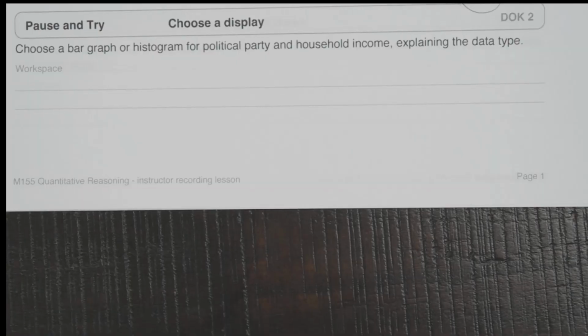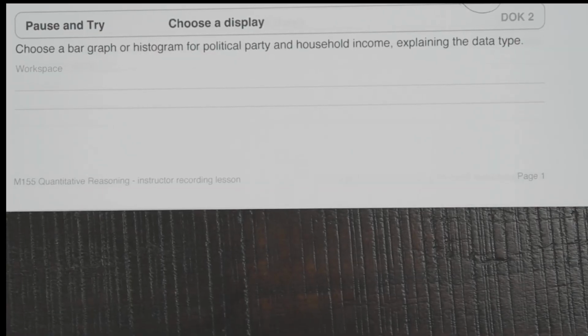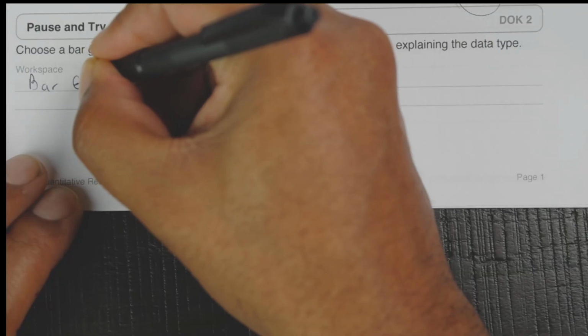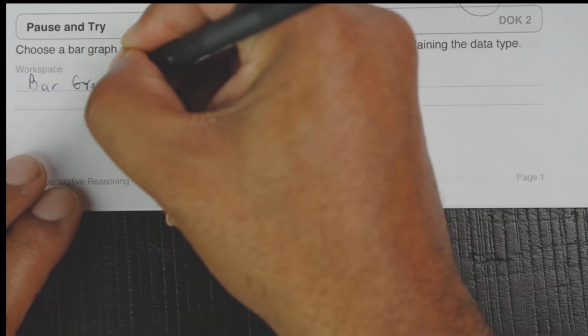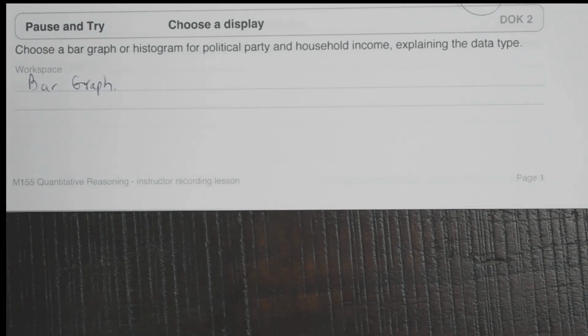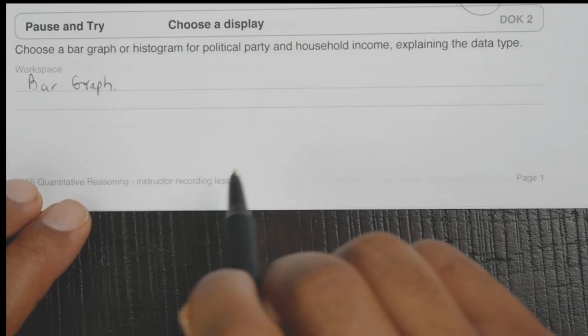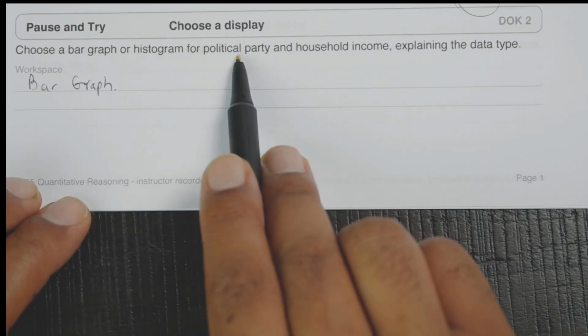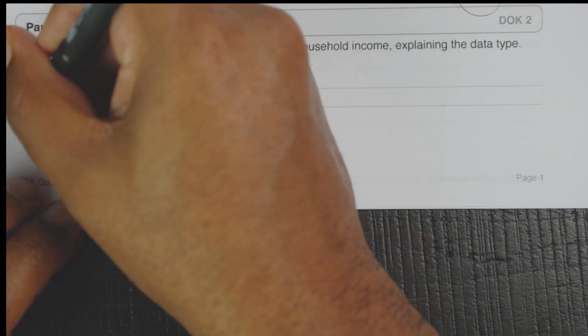Which graph should we use for political party? Political party is made up of categories, so I would use a bar graph for this one. What about household income? We're choosing between a bar graph or a histogram for either one of these. I would use a bar graph for the political party.